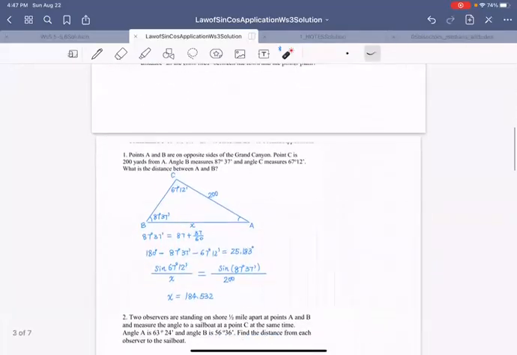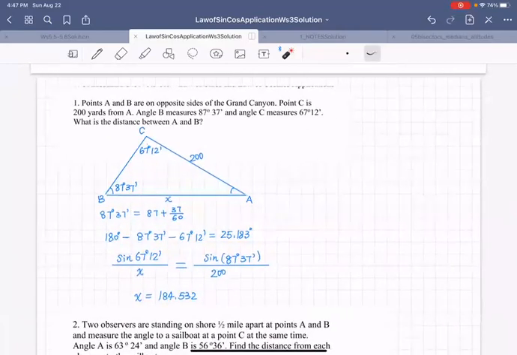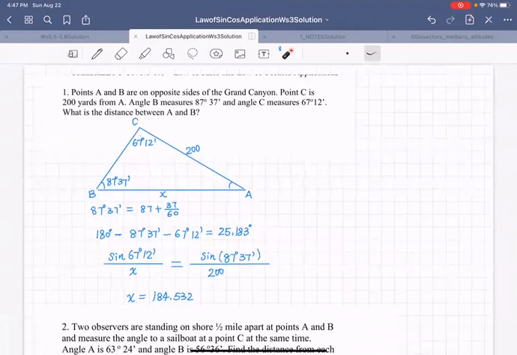Now we come to the application question. I know a lot of students hate word problems, but in pre-calc, you will see a lot of word problems. So we will try this one together. Michelle, go ahead, read number 1, please.